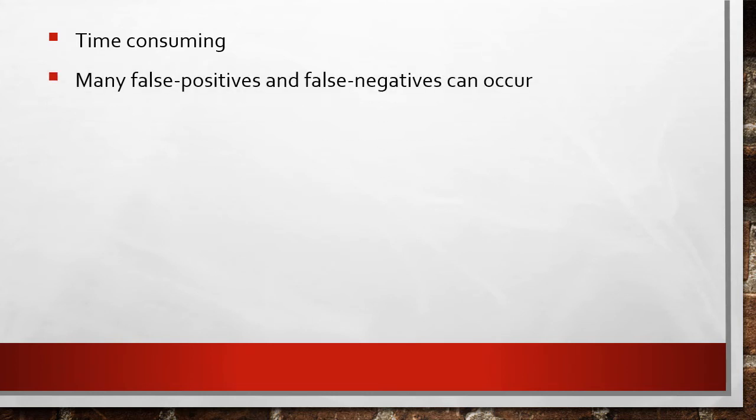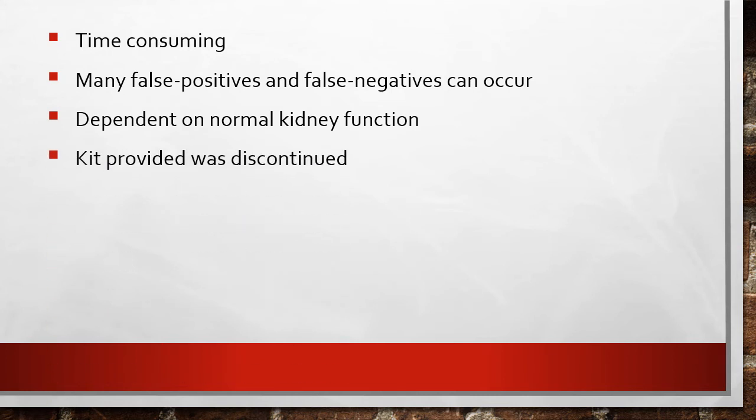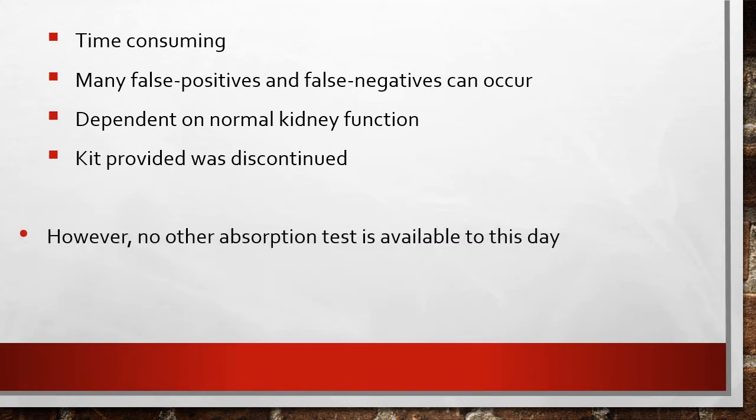There are many causes for false positive and false negative results to occur. The test is dependent on normal renal function. And lastly, the kit provided was discontinued because there were concerns of potential transmission of mad cow disease via the animal-derived intrinsic factor. However, there is no other test available to determine the absorption of cobalamin to this day.